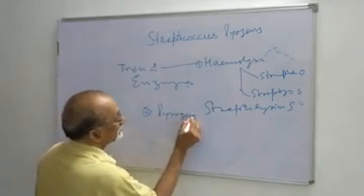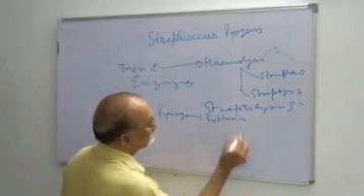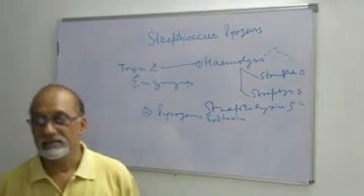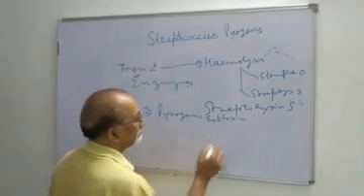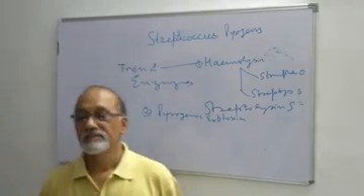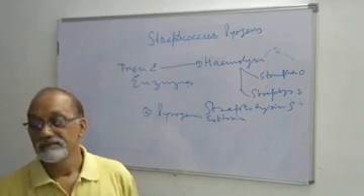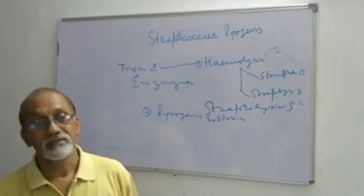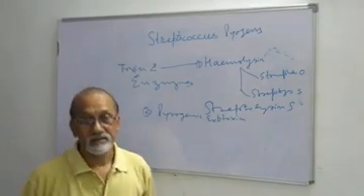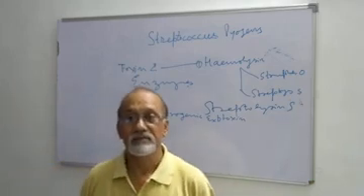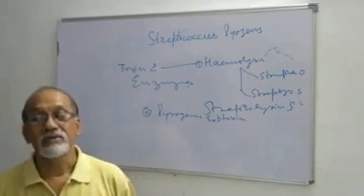Pyrogenic exotoxins, and they are also known as erythrogenic or scarlatinal toxin. Then enzymes. A few enzymes are produced by this streptococci. One is deoxyribonuclease.